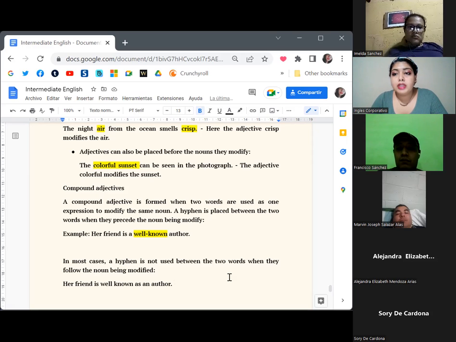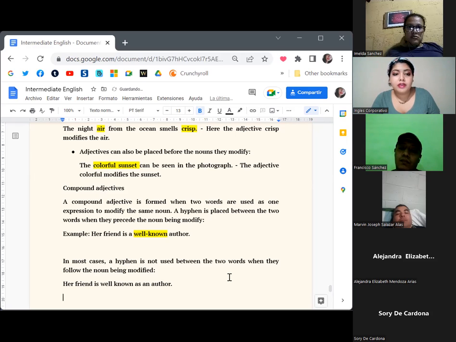En este caso, no vamos a utilizar el guión porque ya estamos modificando lo que es la palabra amigo. So in that case, her friend is well known as an author. Es muy conocido como autor.